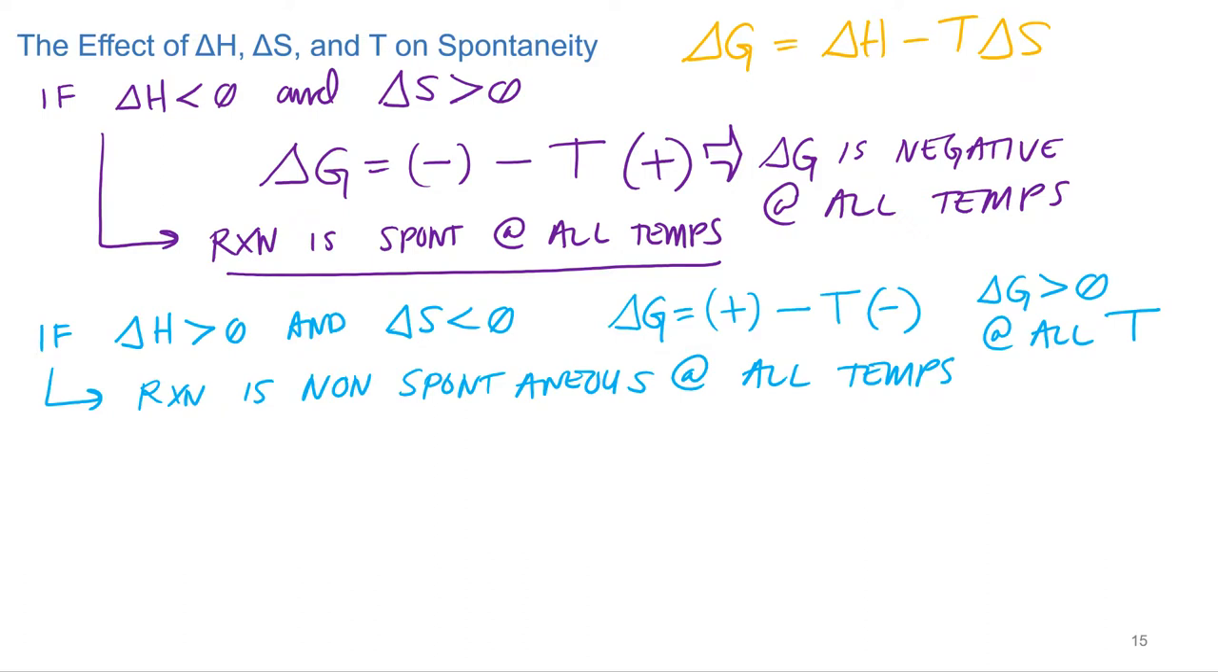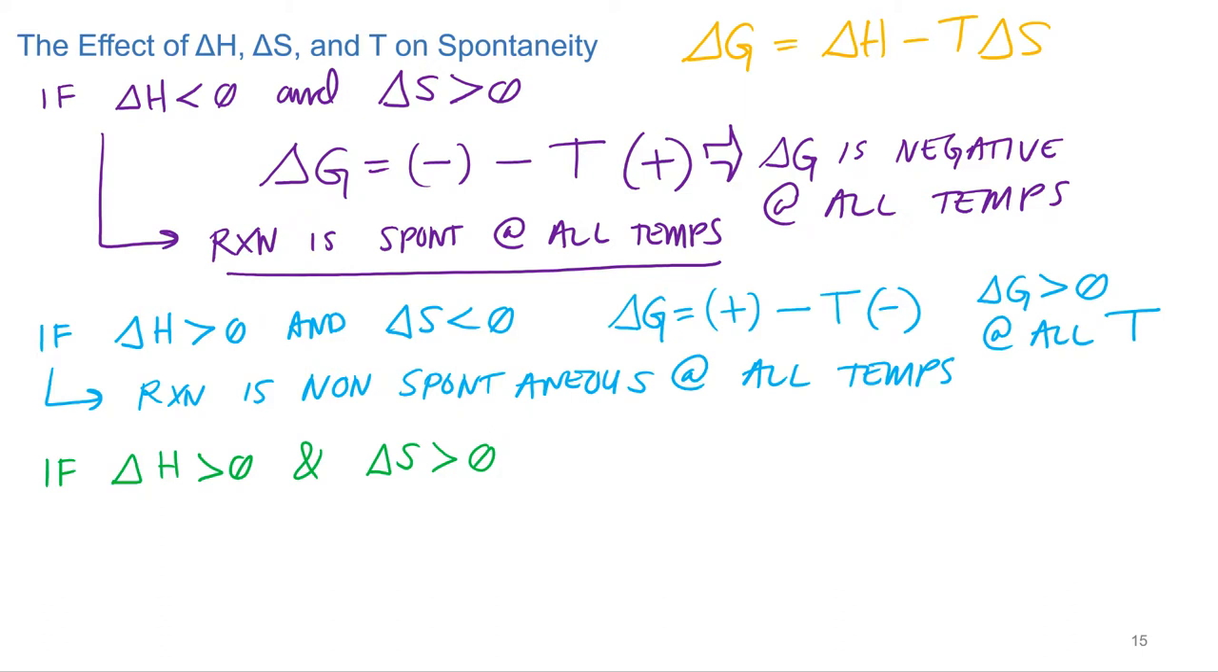The next two are going to be temperature dependent. There'll be a temperature at which they become spontaneous or non-spontaneous. The first of those that we could talk about is, let's say they're both positive. So delta H is positive, so it's endothermic, not good for spontaneity. And delta S is also positive. So that's becoming more disordered, so that's good for spontaneity.